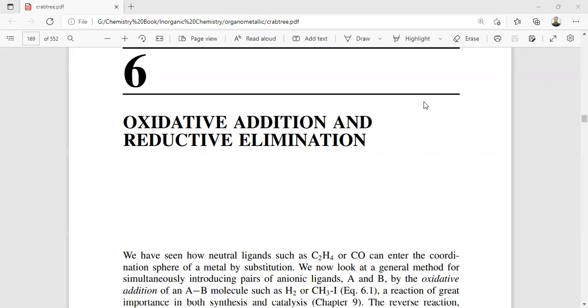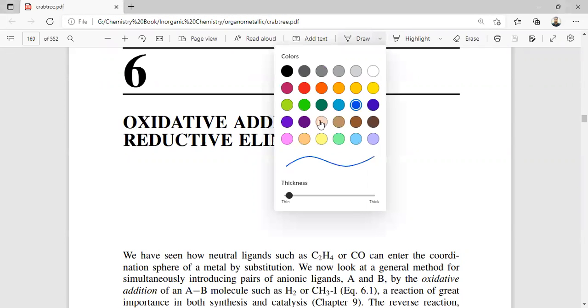So today I will teach about the basic reactions in organometallic chemistry. So in this class, I will teach about the oxidative addition and reductive elimination reactions in organometallic chemistry.